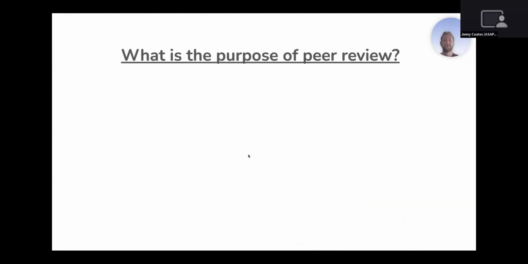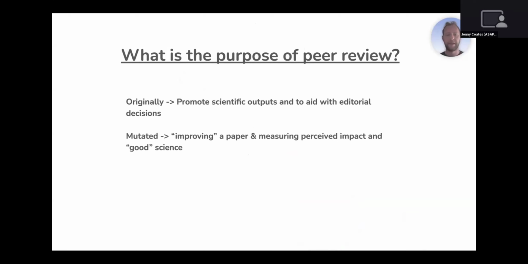And this all leads me to the question of what the purpose of peer review is. Everyone seems to have different answers to this. So I'm going to give you what I think it is based on historical points. Originally, it was to promote scientific outputs and to aid with editorial decisions. That's getting back to that quote I gave you from William Whewell, for example. It mutated into what we have now, which is it's actually more about improving a paper and measuring perceived impact and what is good science, however you might define that. And this is horribly wrong. This is not what peer review should be.